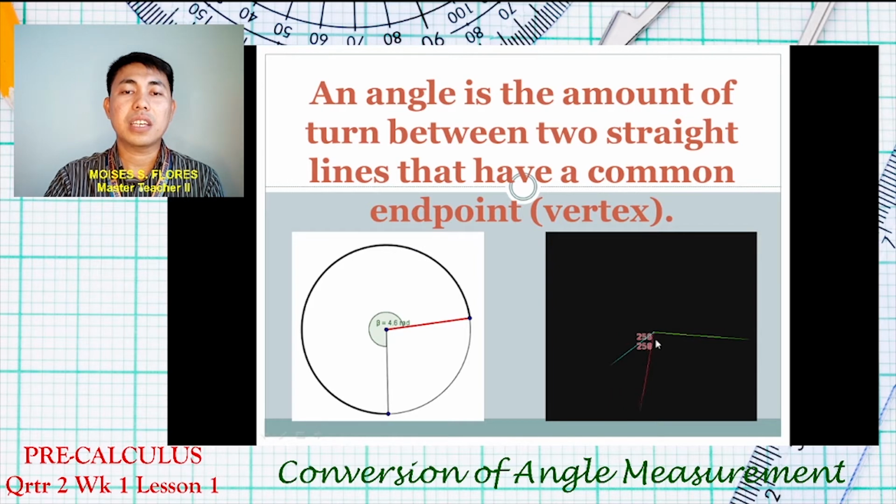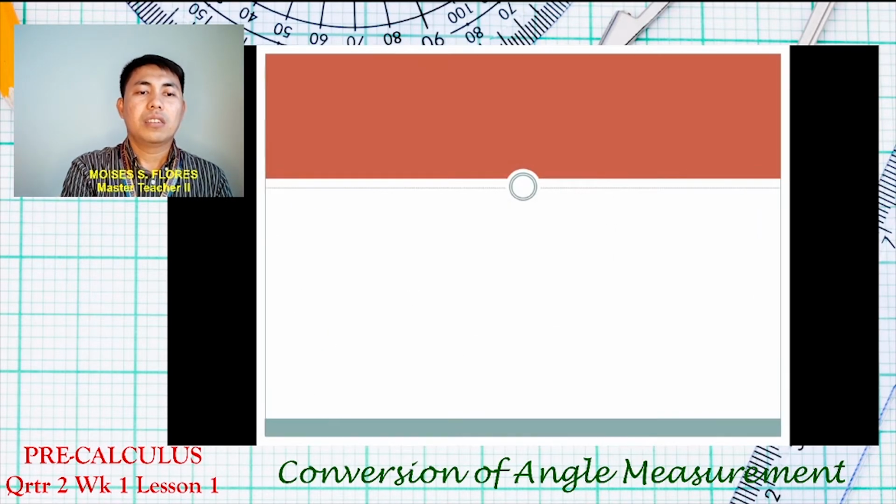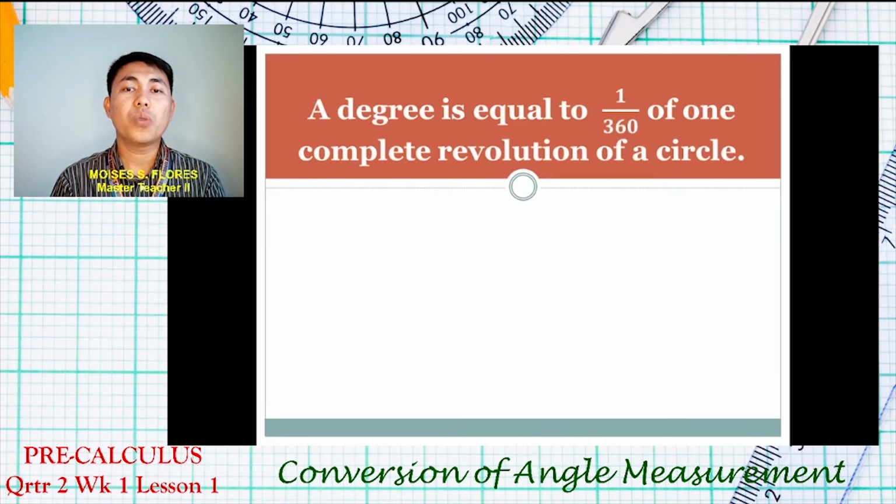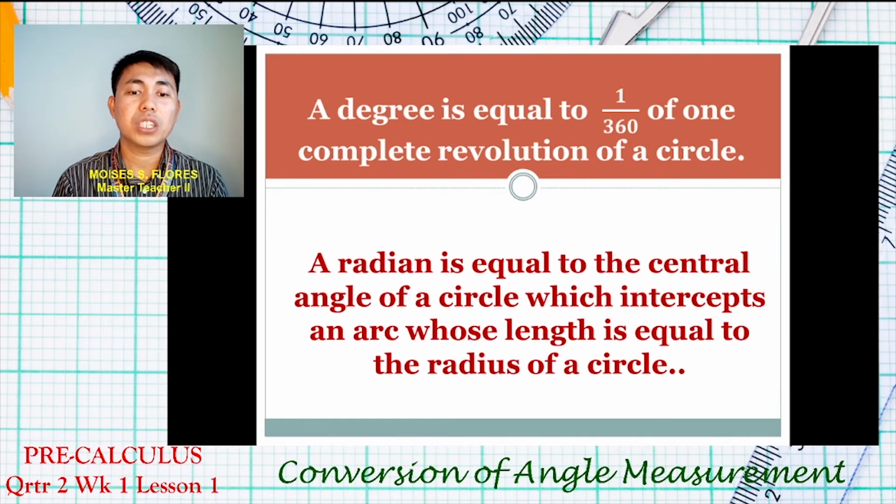By the way, this angle measurement is used by a degree. On the other hand, this one is used by radian. When we say degree, it is said to be equal to 1 over 360 of one complete revolution of a circle. Meanwhile, your radian is said to be equal to the central angle of a circle which intercepts an arc whose length is equal to the radius of a circle. So these are the two angle measurements that are commonly used in trigonometry, and of course we're going to deal with these degrees and radians.